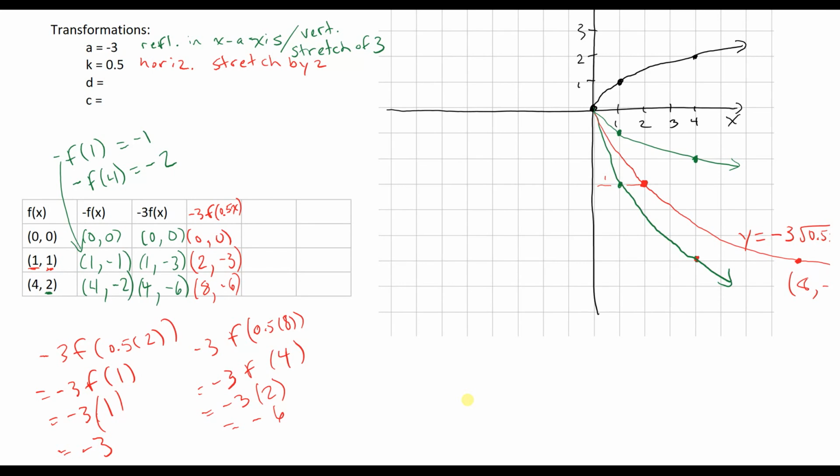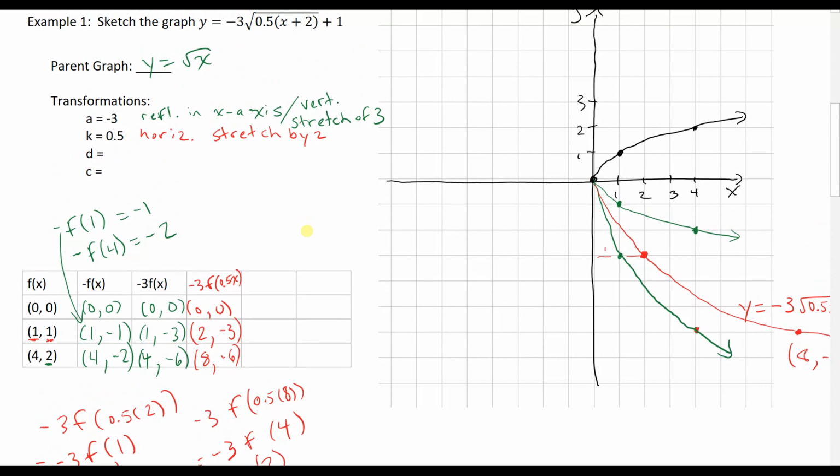Okay, kind of showing you two different approaches at the same time. I like to just look at the graph and figure out the points, but this is a good way to do it as well. What's the d value?